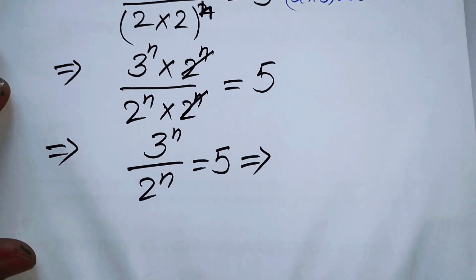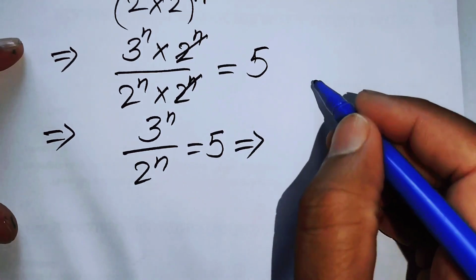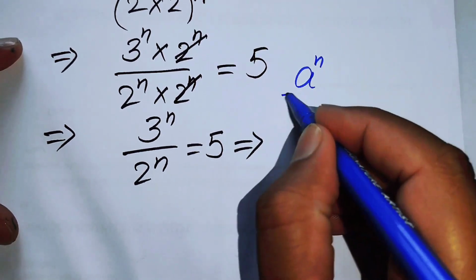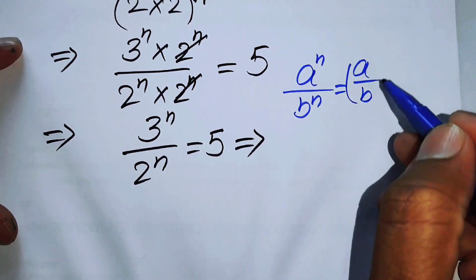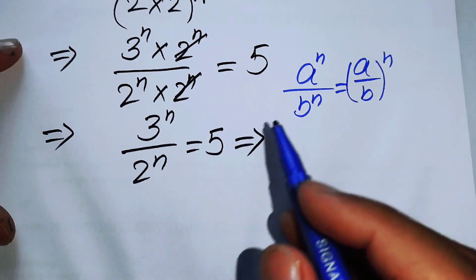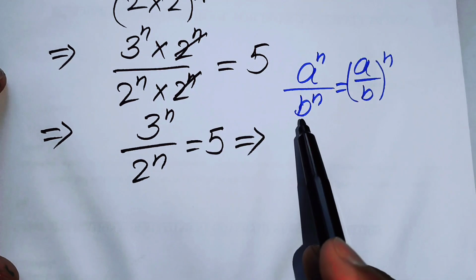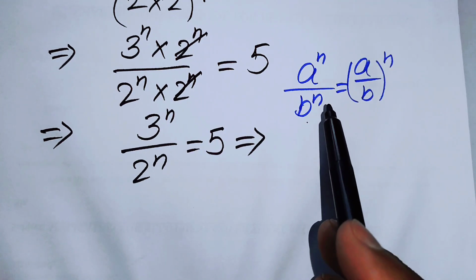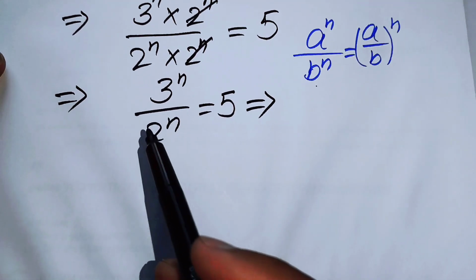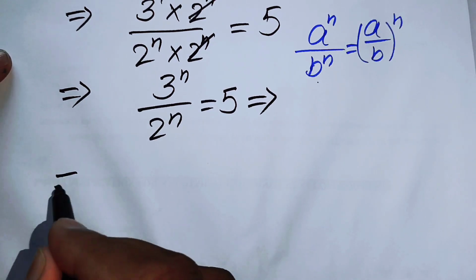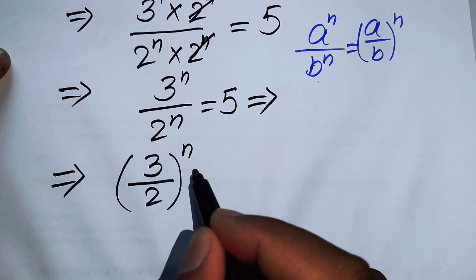And now we can apply another exponential law, and you know that if we have a to the power of n over b to the power of n, it is equal to a over b to the power of n. If you have some terms in the form of a to the power of n over b to the power of n, then you can combine the exponent in this form. And similarly here you have 3 to the power of n over 2 to the power of n, and now we will combine the exponent of these terms, and you get 3 over 2 to the power of n is equal to 5.